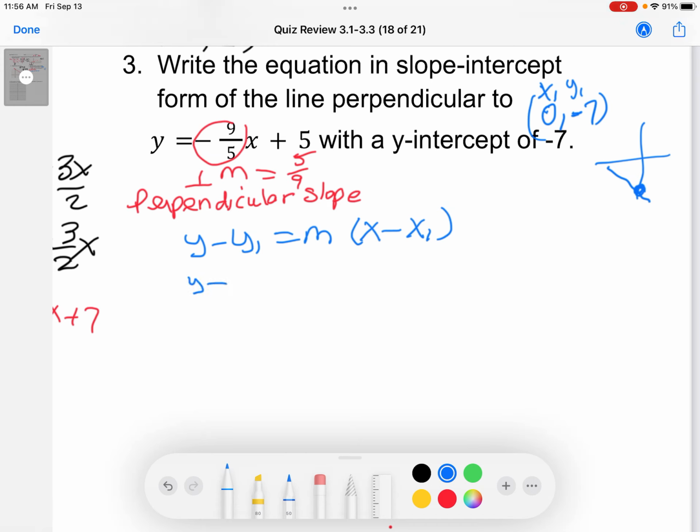So I'm going to go ahead and plug everything in. y1 was -7. m is 5 over 9.